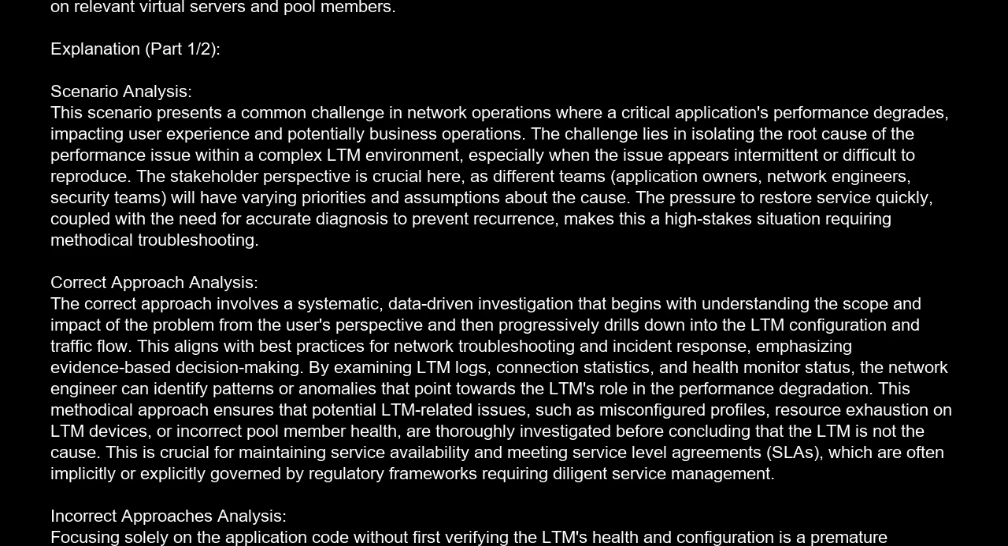This methodical approach ensures that potential LTM-related issues, such as misconfigured profiles, resource exhaustion on LTM devices, or incorrect pool member health, are thoroughly investigated before concluding that the LTM is not the cause. This is crucial for maintaining service availability and meeting service level agreements, SLAs, which are often implicitly or explicitly governed by regulatory frameworks requiring diligent service management.